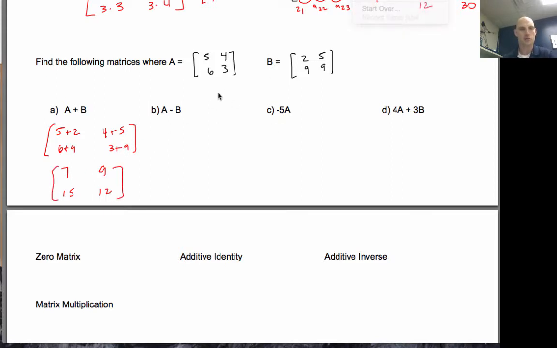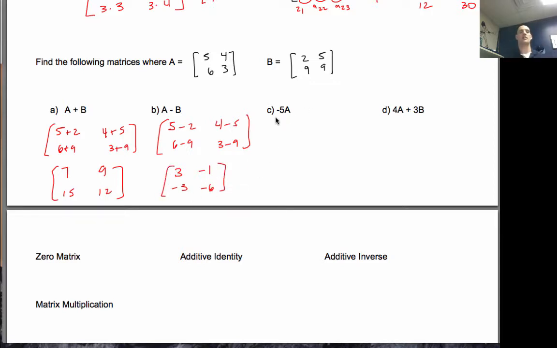So on our next one, we're going to subtract, and the process is the same. So we'll do 5 minus 2, so that's the first two elements, and then 4 minus 5, 6 minus 9, and 3 minus 9. When we simplify this, we're going to do 3, and then minus 1, and then minus 3, and then minus 6. Okay?